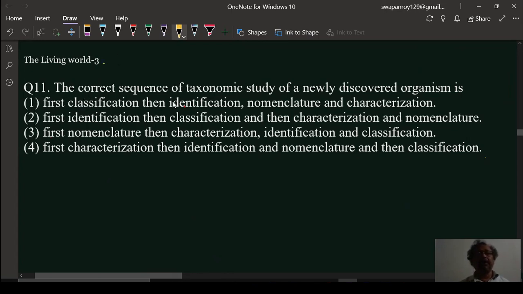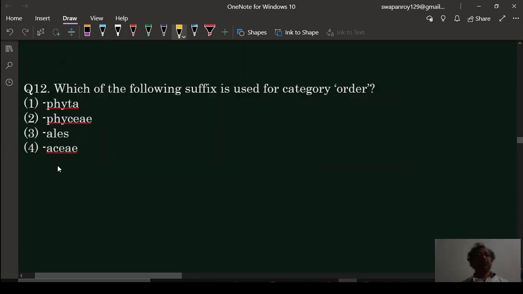Question number 11. The correct sequence of taxonomic study of a newly discovered organism is. Here, option 4 is the answer. The characterization and then identification of the organism. And after identification, a scientific name is given, and then it is classified under a system of classification. So the characterization, identification, nomenclature, and then classification.